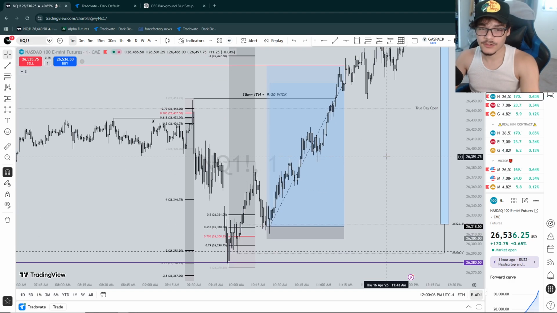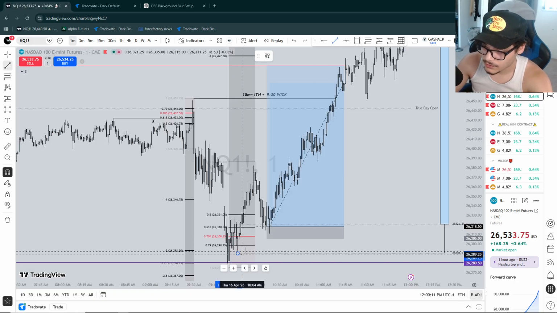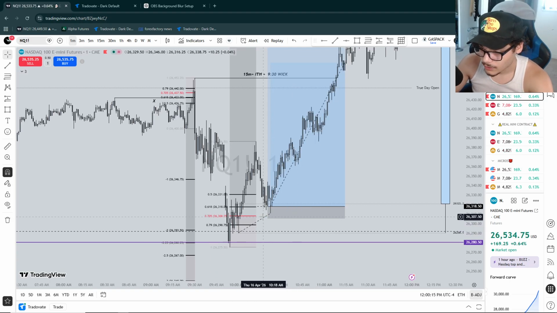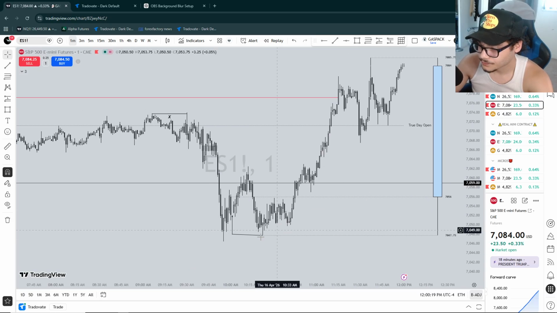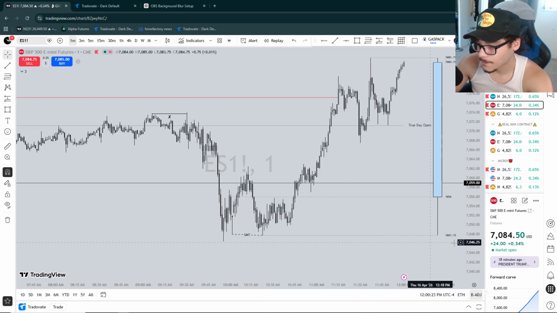And then what I missed here as well, you can see this 1001 wick right here. Put in an SMT between ES and NQ. You can see that 1001 wick right here.